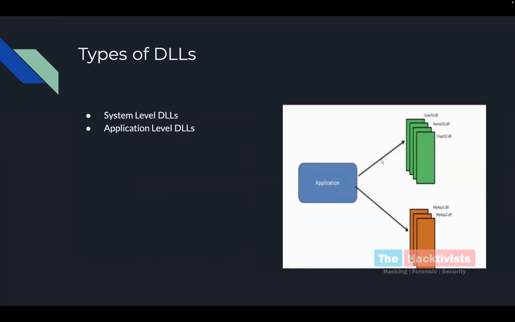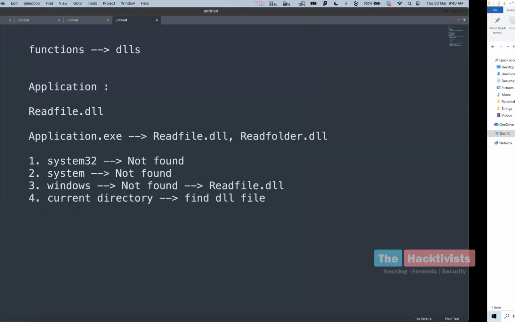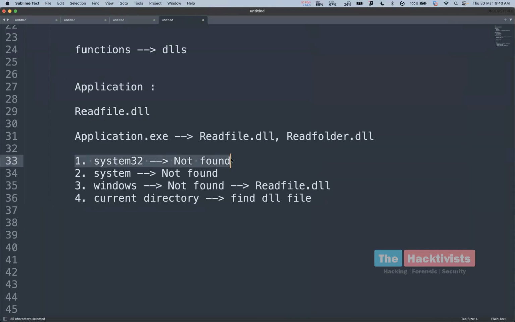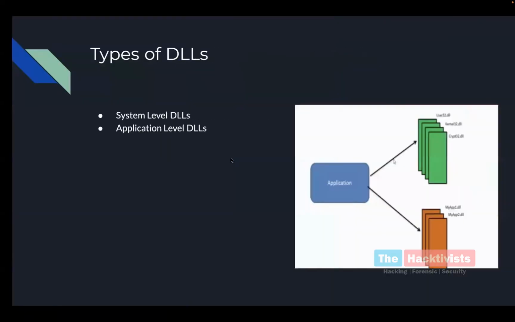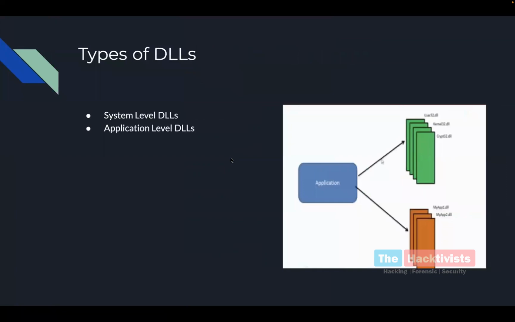Whenever we are doing DLL hijacking, we are not at all focusing on the system level DLLs, because those DLLs will be in a secure place. So we don't want to go forward and look at that. So basically we will not have any kind of permissions to modify or change them.